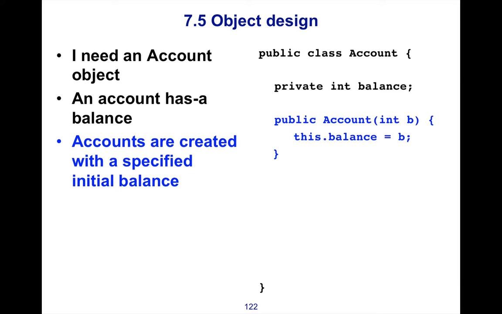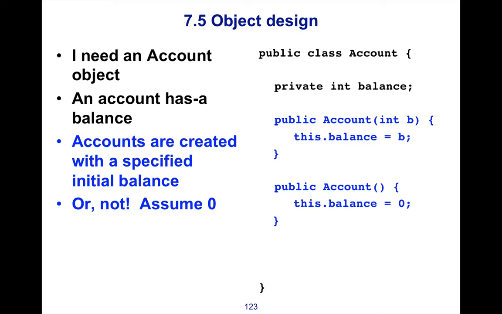Accounts are specified with an initial balance. The user tells us this. This leads us to create a constructor that accepts the information necessary for instantiating the account. We write the constructor to take in an integer, here we call it b, and then we assign the account balance, this.balance, by initializing it to the value of b.